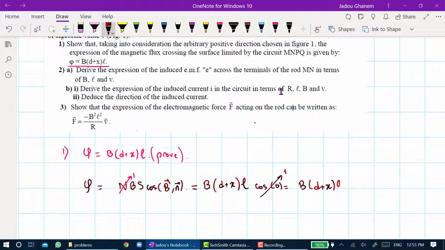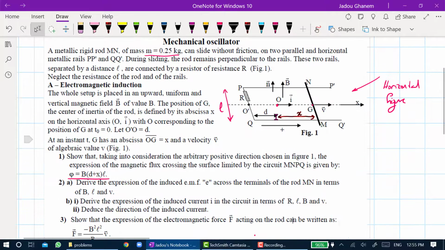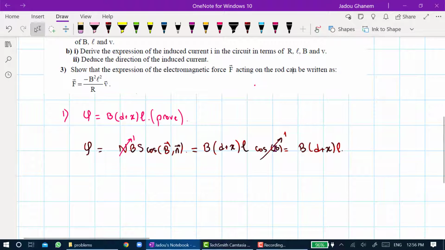Just take into consideration, if they didn't provide you the sense of n or the direction of n, you must use the positive sense here. Take your four fingers along the same direction as shown on the figure, starting from Q to M to N to P, the four fingers will be pointing towards the positive sense. Your thumb will be pointing upwards along the same direction as B. And now you can prove that the cosine of 0 is 1, and number 1 is proved. Done.